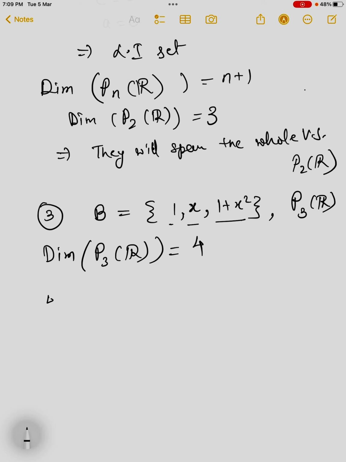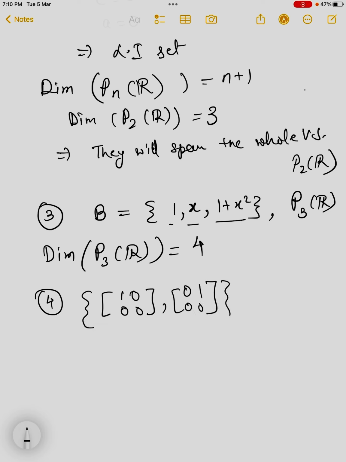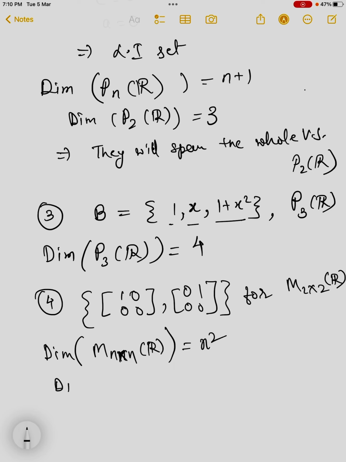So if we have, for example, 1 0 0 0 and 0 1 0 0 in this set, check whether it will form a basis for M2x2 over R. Since we know that the dimension of Mnxn over R equals n square, the dimension of M2x2 over R will be 4. So we must have 4 elements in its basis.